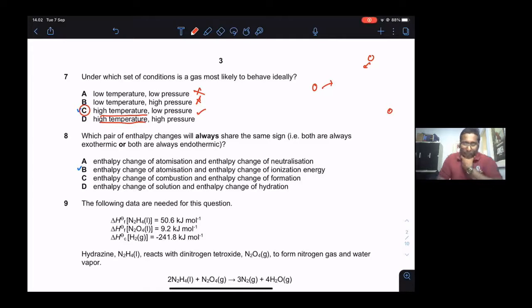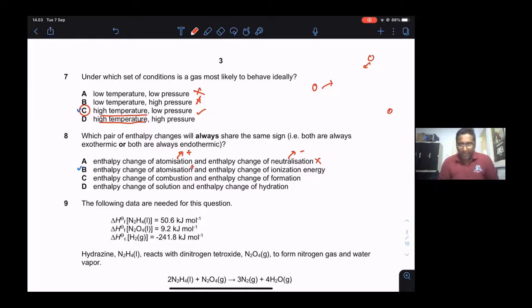Number 8. Which pair of enthalpy changes will always share the same sign? This is very important. You need to remember certain things. Atomization is always going to be breaking of the bond, so atomization is always going to be positive. Neutralization and combustion are always negative, so A is wrong. Ionization energy is going to be breaking the bond, you are removing the electron, so of course it's positive. Therefore you get the answer already.